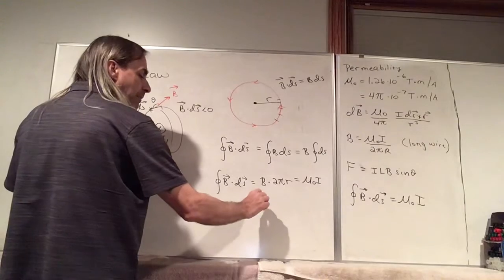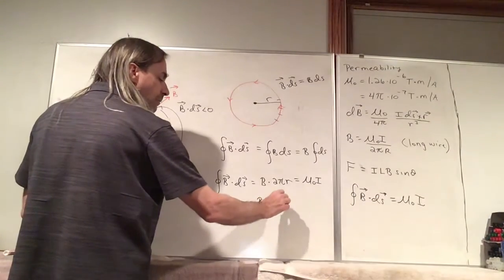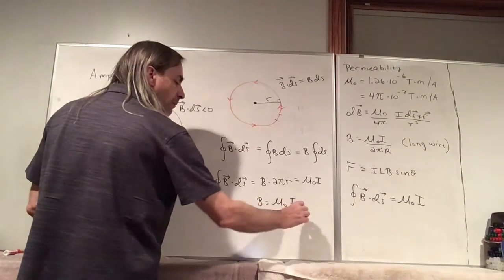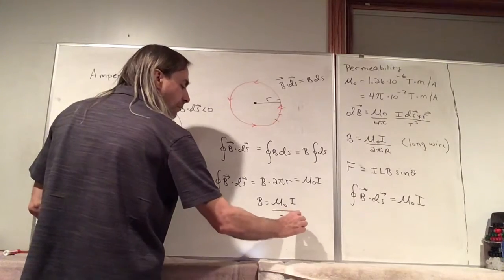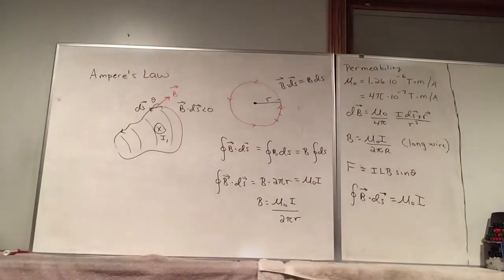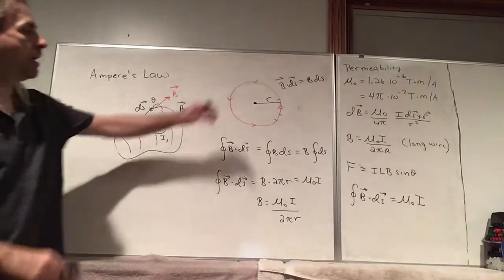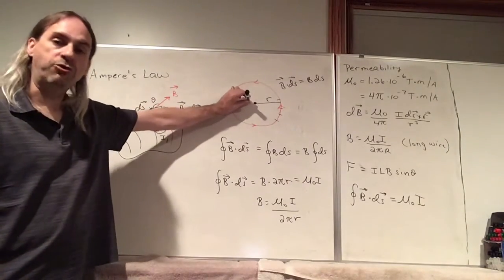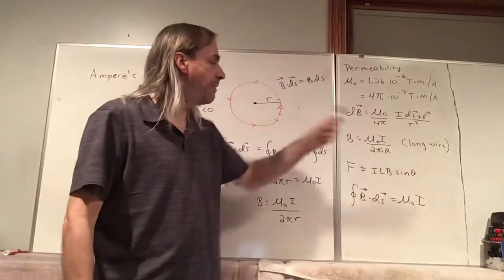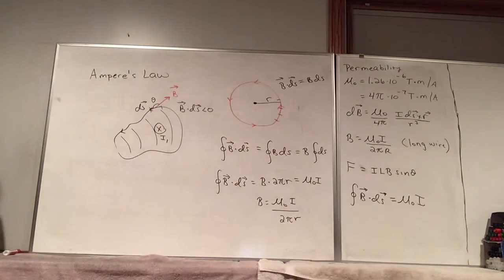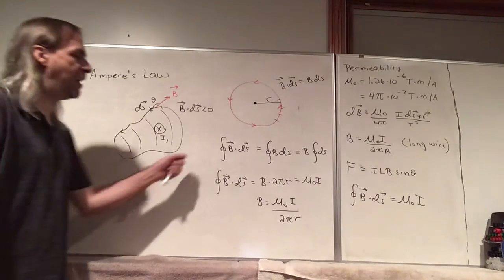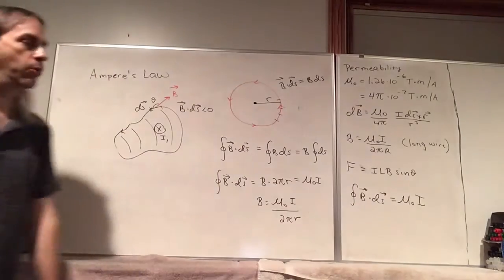So let's solve for B. We get the same thing we got before. We have just a current in a straight wire, and we know that the magnetic field should be mu naught I over 2 pi r. So Ampere's law is consistent with the Biot-Savart law. And this was a very easy calculation to do.